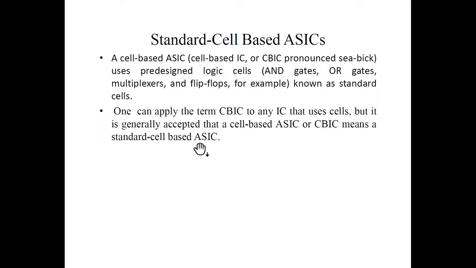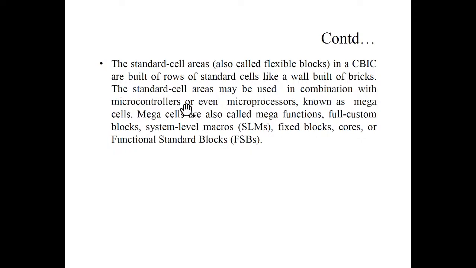One can apply the term cell based integrated circuit to any integrated circuit that uses cells. But it is generally accepted that a cell based application specific integrated circuit, or CBIC, means a standard cell based ASIC. Sometimes it is known as CBIC, sometimes it is also called a standard cell based ASIC. These standard cell areas in a cell based integrated circuit are built of rows of standard cells. It means that if he wants to implement any structure, he takes one cell, and by using a combination of that particular cell, he implements its logic function.